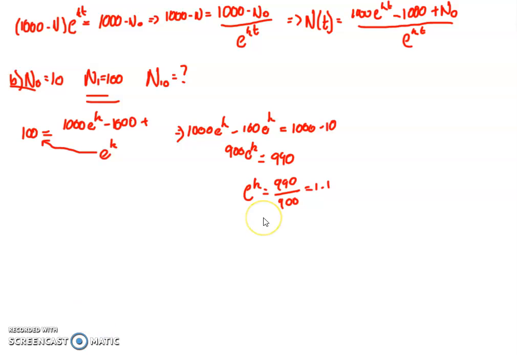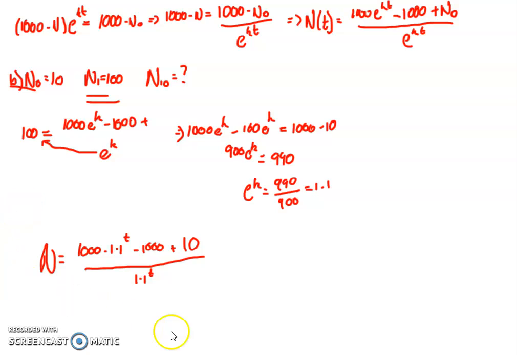1.1. So now that I've got it, what I can do is take it and substitute it back into the original equation for any e to the k. What that then means is I can rewrite the original equation as N equals (1000 times 1.1 to the power of t, take away 1000 plus 10, so my initial condition N naught) all over 1.1 to the power of t. So that's me got the equation.